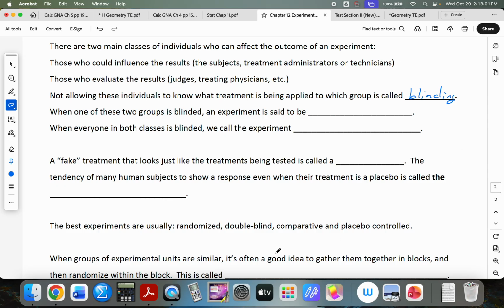Oh, y'all talked about blinding in experiments? Single blind and double blind? Yep. Yes. When one of the two groups is blinded, an experiment is said to be single blind. When everyone in both classes is blinded, we call the experiment double blind.